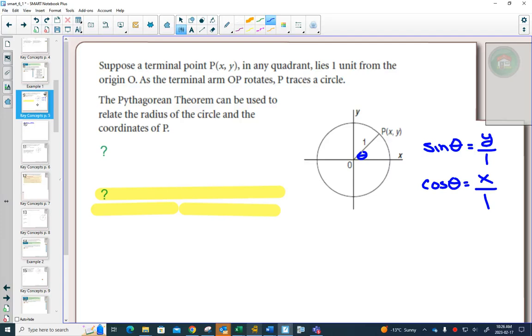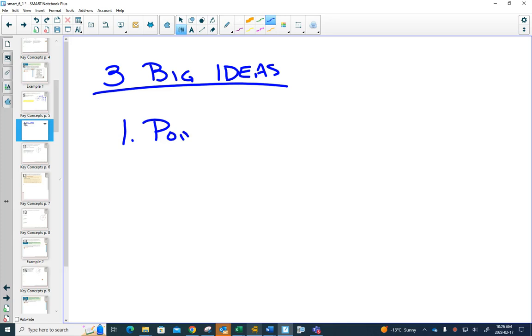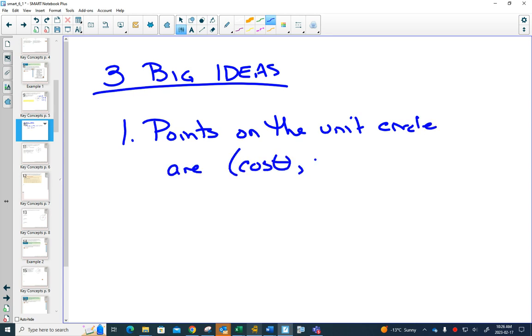So instead of writing the point as x comma y, we can write the point as replace the x with cos, replace the y with sine. So big idea number 1 is that points on the unit circle are cos theta, comma, sine theta.